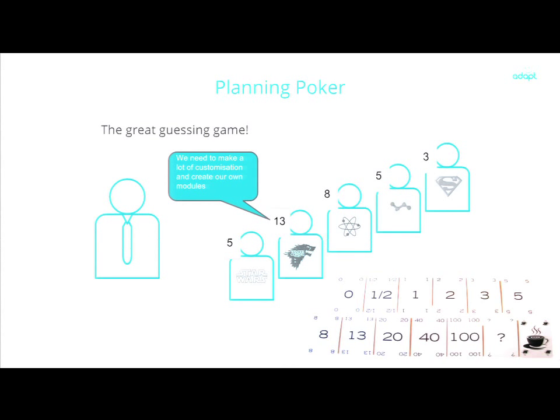So instead of starting a discussion now, we just take the guy with the highest card and ask him, why do you think this task is that complex? And he gets the chance to say, oh, we need to make a lot of customization, create our own modules from scratch and stuff like that. And then we go to the guy with the smallest value, and he can tell us, yeah, but there are some good modules out there and that might actually solve like 95% of all we need to do. And then they can have a short discussion about this. And probably a guy with an 8 sitting in the middle says, hey, yeah, you might be right. I've been working with that module, and I'm quite sure we can make this modification to the module, and then we'll be reaching like the 100%.